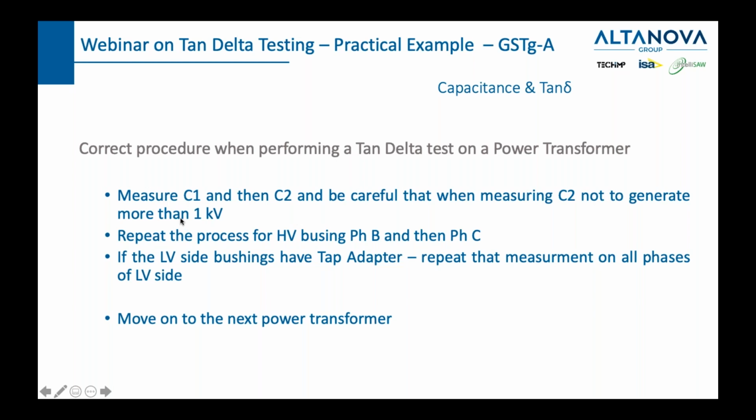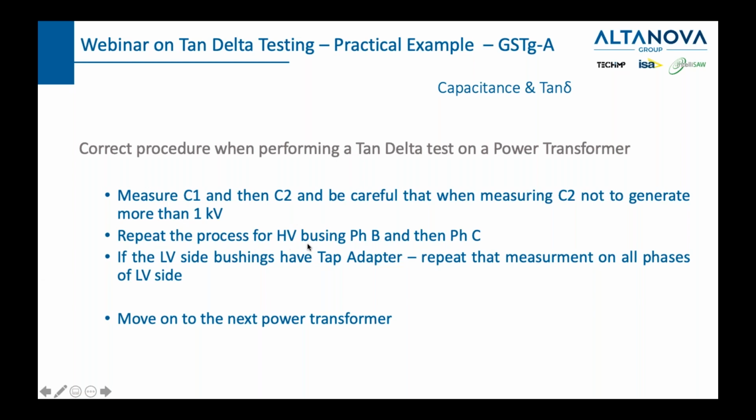Actually, there is a safety feature. If you try to generate more than 2 kilovolt, you will get a warning sign, because generating so close to the body of the transformer might be risky. So 1 kilovolt, I would say, is more than enough.